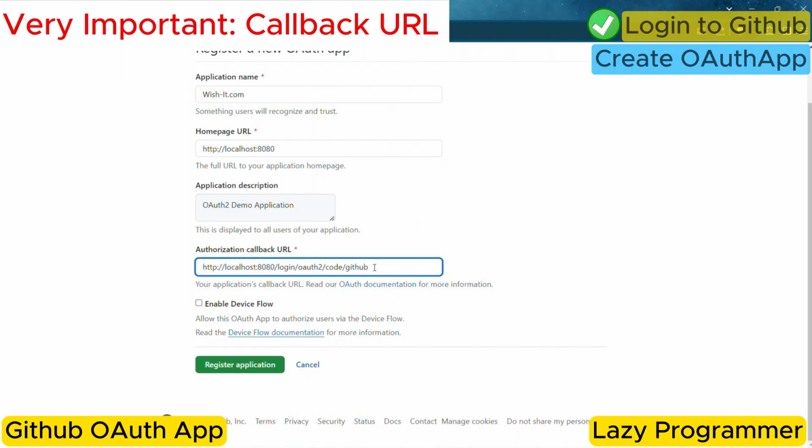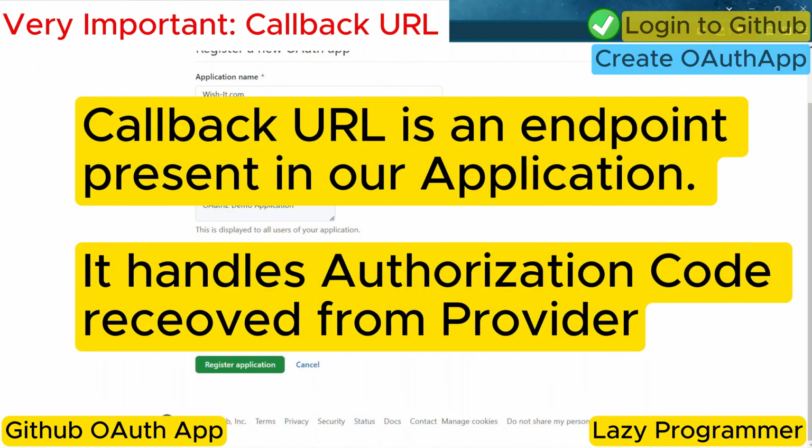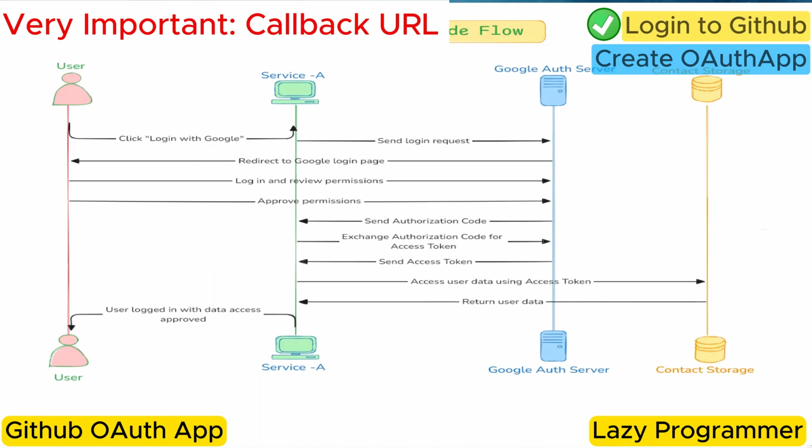The callback URL is the endpoint in your application that receives the authorization code from the OAuth provider. Once the user grants permission, GitHub redirects the user back to this URL along with an authorization code. Your application then exchanges this authorization code for an access token, which can be used to make authentication requests on behalf of the user. If you remember, this is the exact working of the authorization code flow.